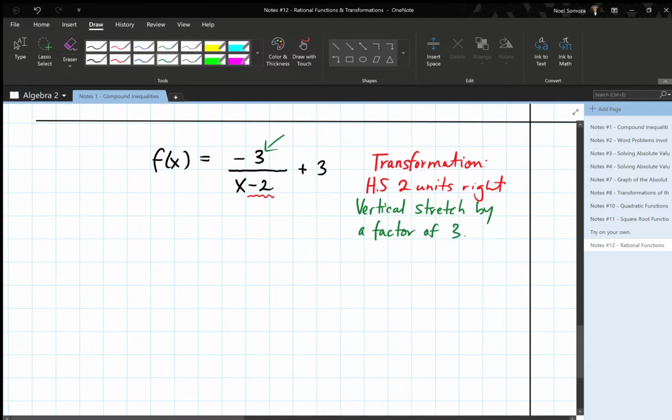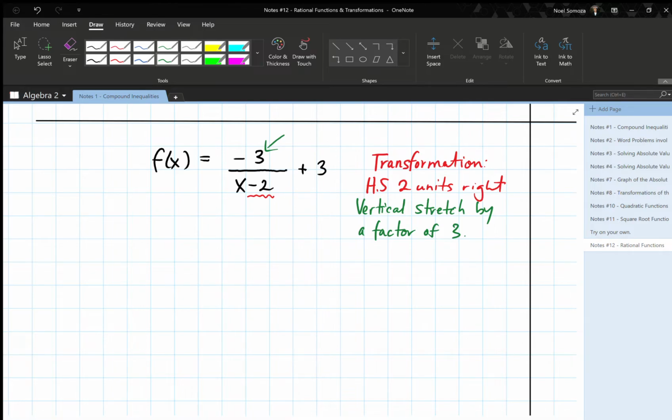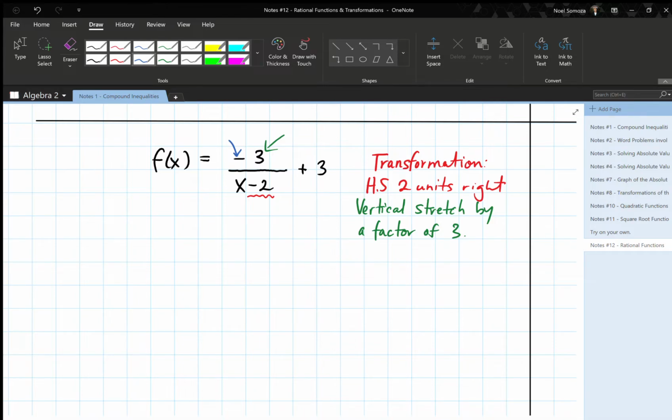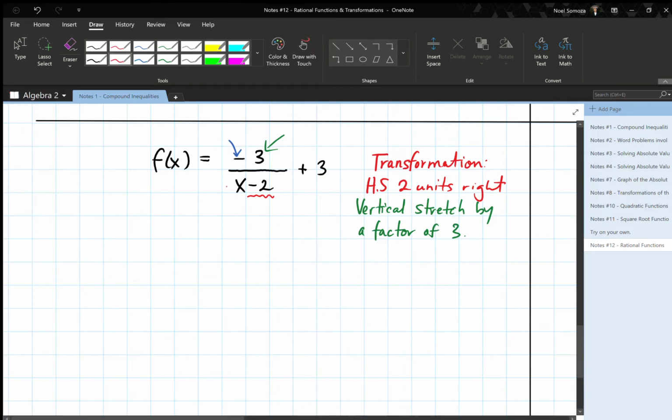And then, after vertical stretch or compress, we look for any reflections. In this case, I have a reflection. This negative indicates that it is a reflection across the x-axis. If it was a y-axis reflection, I'm going to show you where it would be. It would be right in front of the x down here in the denominator. But because it's not, it's right in front of the numerator. Sometimes you might see it this way as well, where you'll have a negative out front and then the fraction.